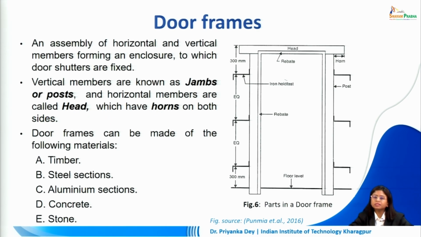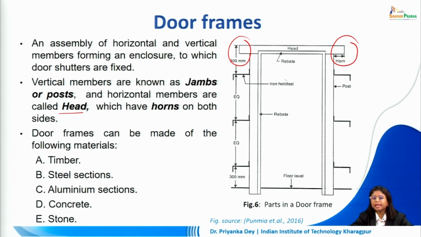So, door frames are essentially an assembly of horizontal and vertical members. So, this is where the door shutter is going to be fixed. Vertical members are known as the jambs or posts, and the horizontal members are called the head. There is a bit of an extension in the head on both sides. This is called the horn. This helps us to fix the door at the lintel.